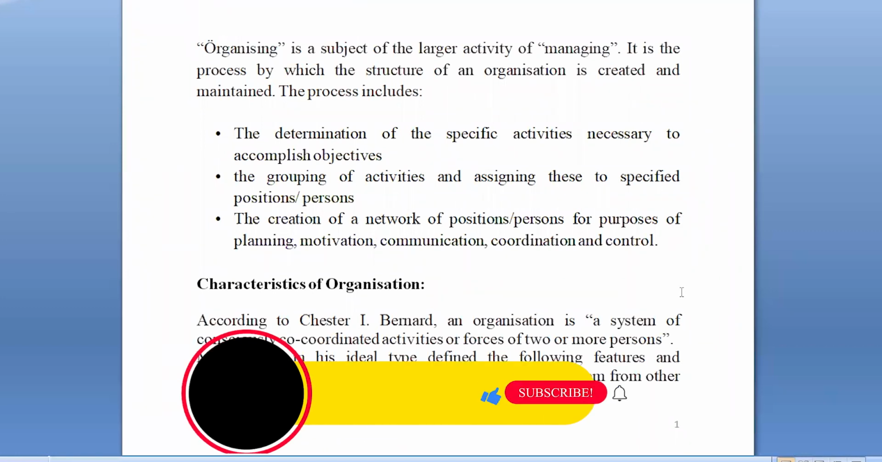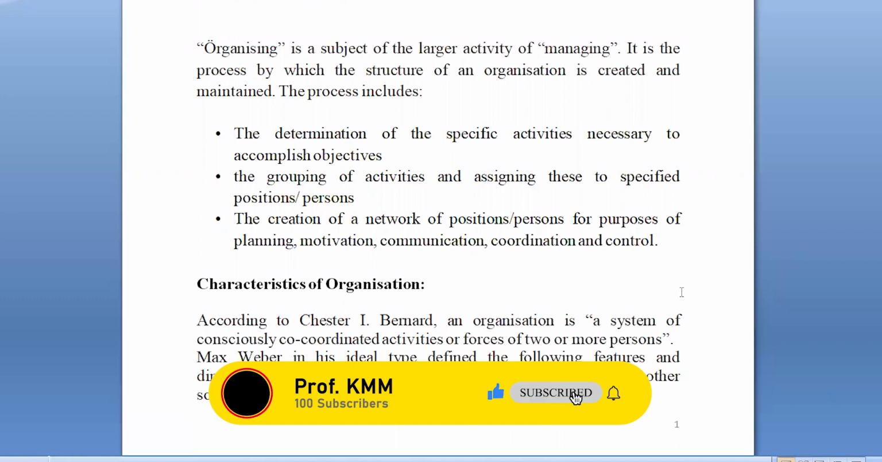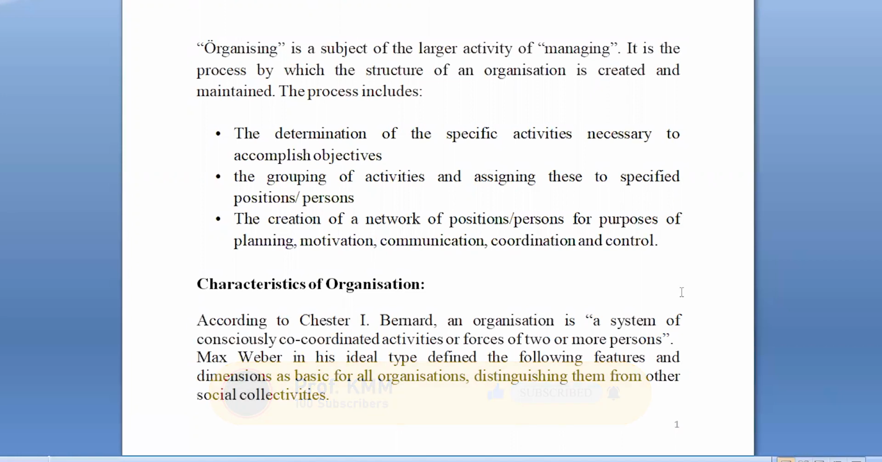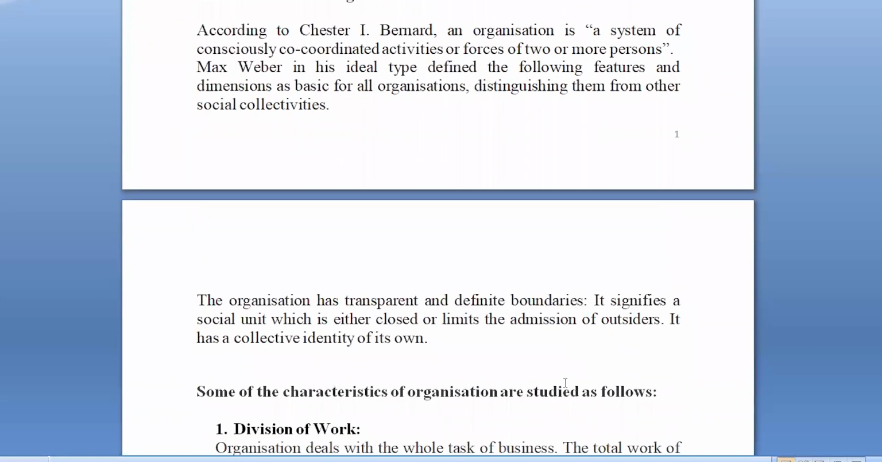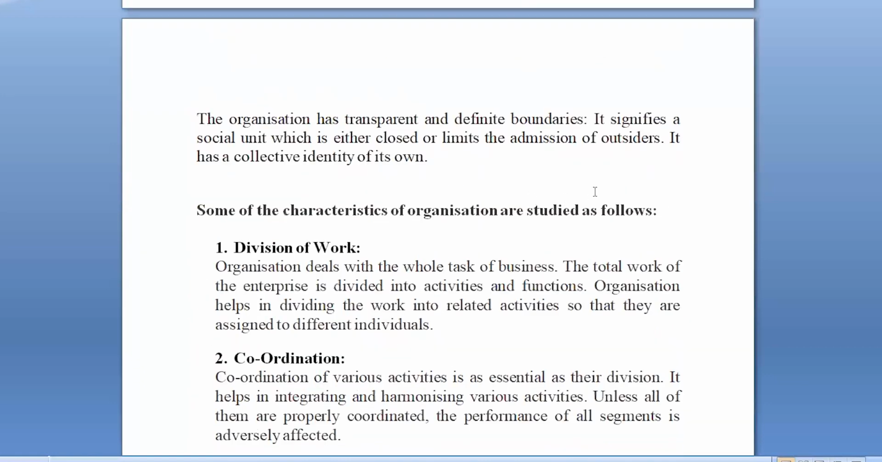Characteristics of organization. According to Chester I. Bernard, an organization is a system of consciously coordinated activities or forces of 2 or more persons. Max Weber, in his ideal type, defined the following features and dimensions as basic for all organizations, distinguishing them from other social collectiveness. The organization has transparent and definite boundaries. It signifies a social unit which is either closed or limits the admission of outsiders. It has a collective identity of its own. Some of the characteristics of organization are studied as follows.